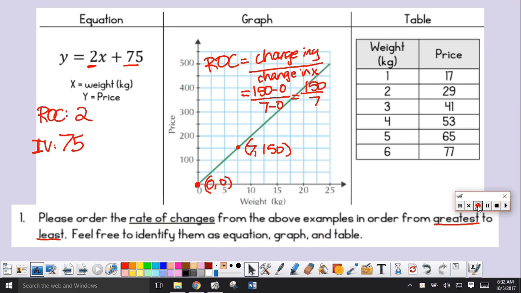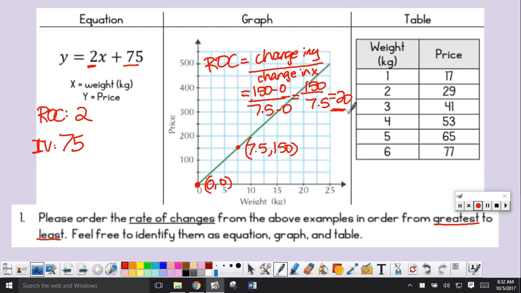I'm sorry, I said this wrong. This is not 7, this is 7.5. So this isn't 7, 150, this is 7.5, 150. That's my mistake. Sorry, guys. But it is 150. Okay, so this should be 7.5 minus 0, divided by, so 150 divided by 7.5, which is 20. Okay, so my rate of change is 20. So we already know that that one's going to go in front of the equation, because the equation only has a rate of change of 2.